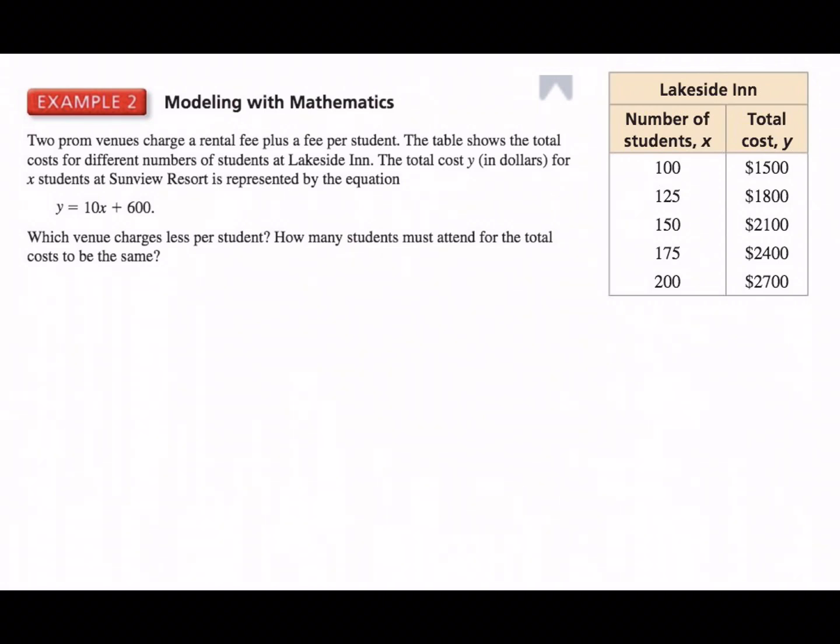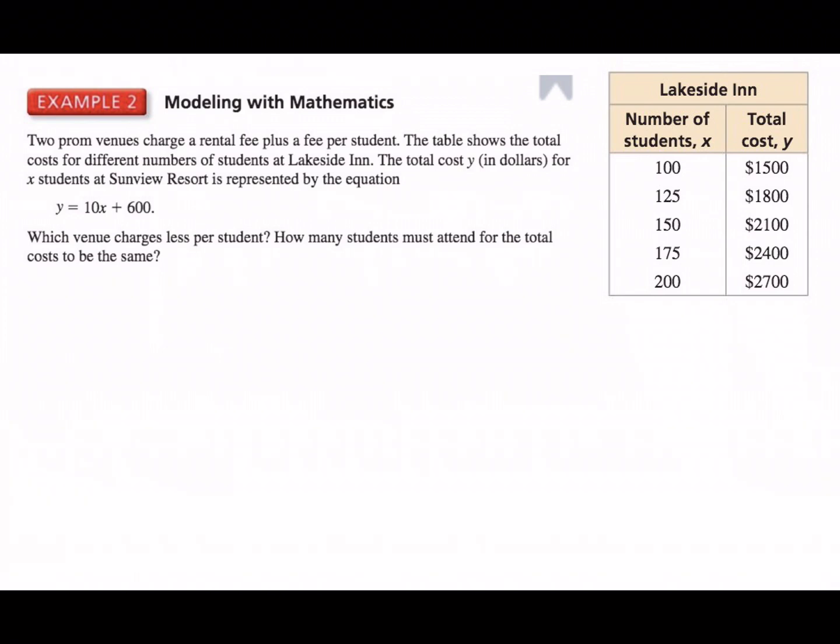Example 2, we are comparing two different prom venues. The first prom venue, Lakeside Inn, the information is given to us in a table. The second prom venue, Sunview Resort, is given to us in the equation y equals 10x plus 600. In this question, we want to first answer which venue charges less per person.